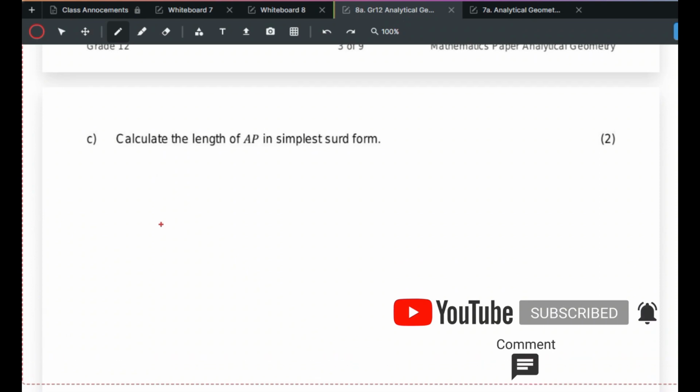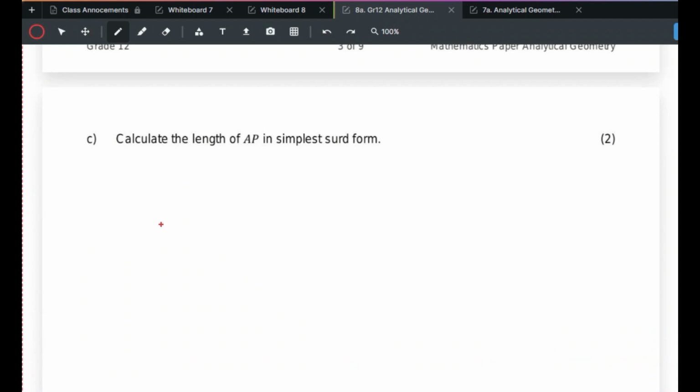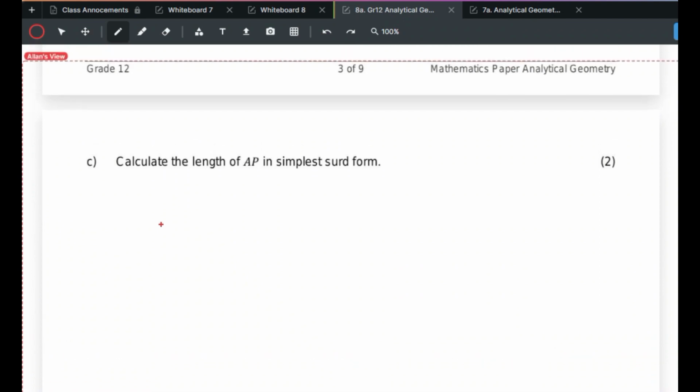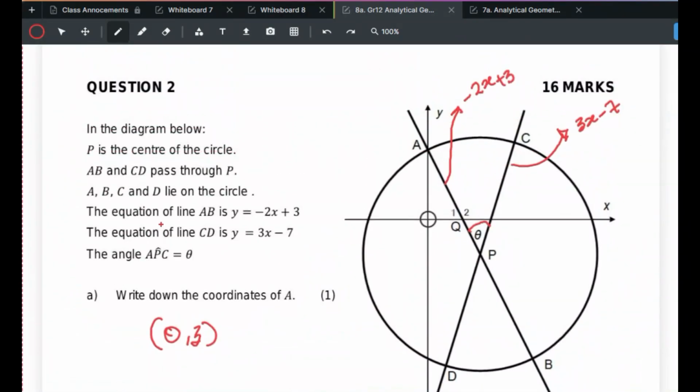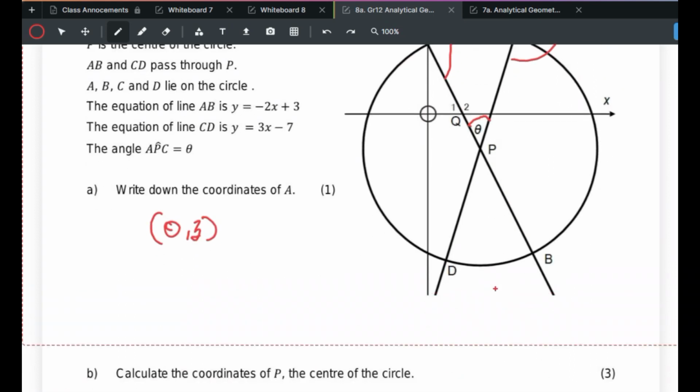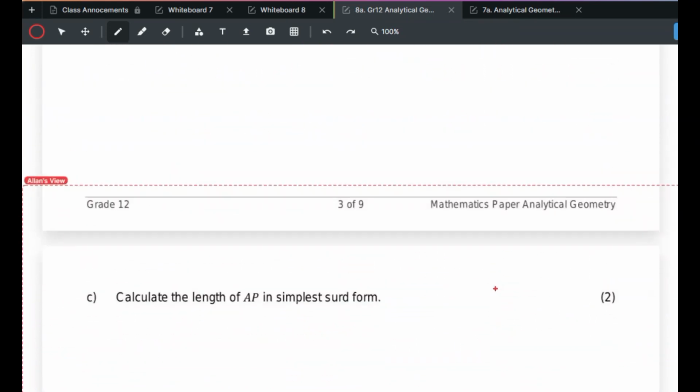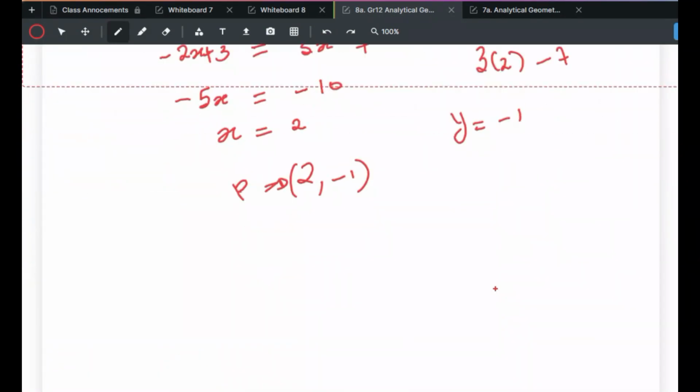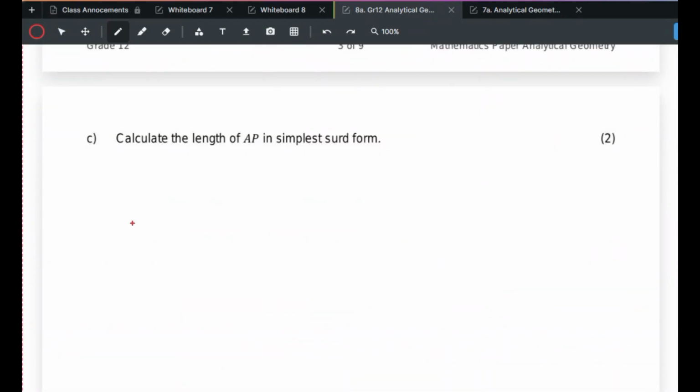Then C now says calculate the length of AP in the simplest surd form. The length of AP, from here to here. So we'll just use the distance formula. Now A already was 0 and 3, right?